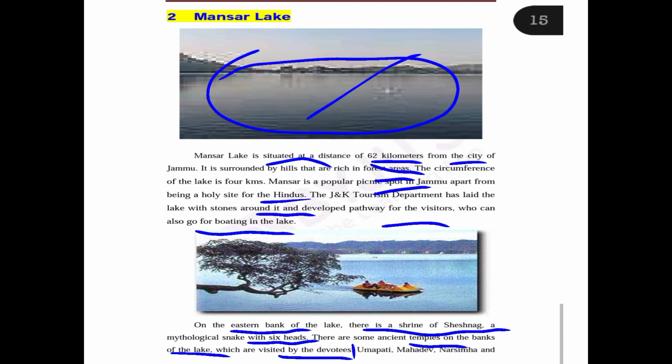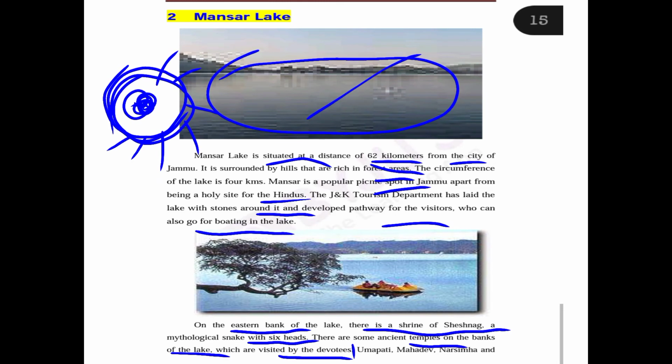It is surrounded by hills. So that means around this Mansar Lake there is a chain of hills. Say for example here it is a Mansar Lake, and around this there is a chain of hills rich in forest areas, and these hills have dense forests.